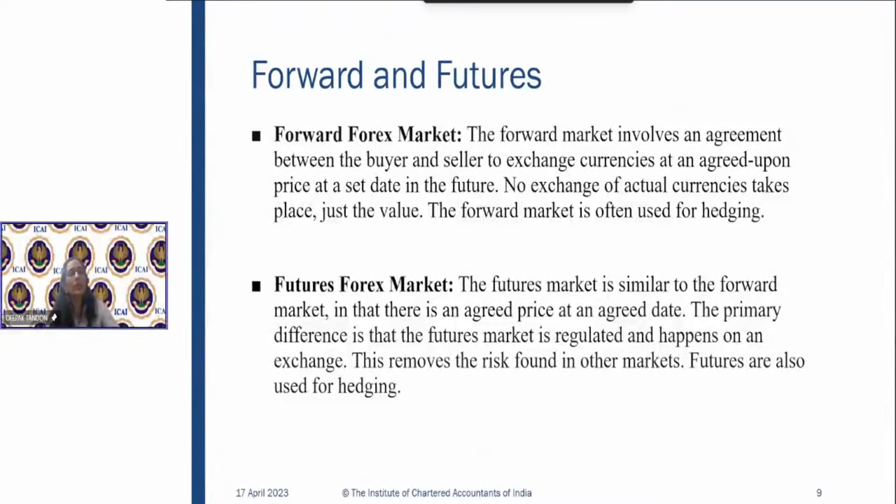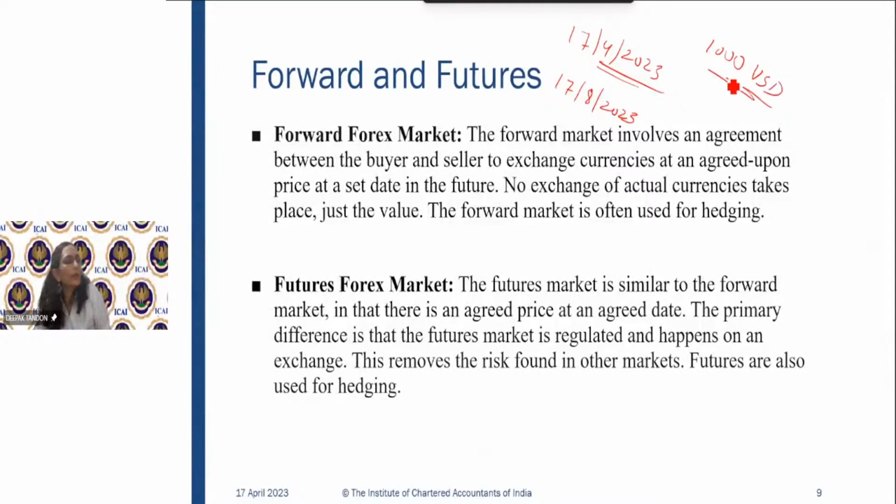Forward exchange rate. What is forward exchange rate? So let's say you are an exporter and you are getting payment after, let's say today is 17th of April. You have given goods on credit and you'll get payment in the month of 17th of August, let's say 2023, and you're getting $1,000. Now today the rate is 1 USD equal to, just an assumption, okay, 81.42. That's the rate today.